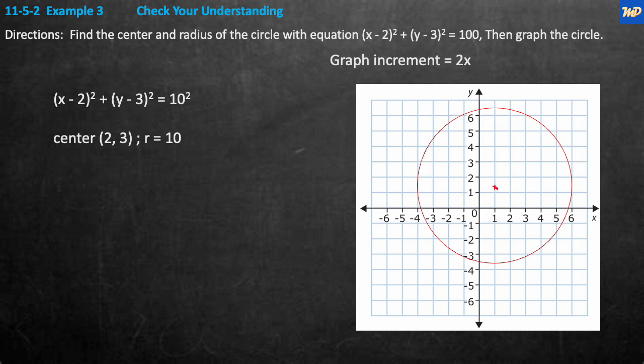Okay, now that you're back, let's go ahead and try this ourselves here. We have: find the center and radius of a circle given that it's x minus 2 squared plus y minus 3 squared equals 100. Then graph the circle. I have the equation written down here, and determine from there, where is the center? Well, the center is x of 2, y of 3, and r of the square root of 100, which is 10. So the center is at (2, 3) with a radius of 10.